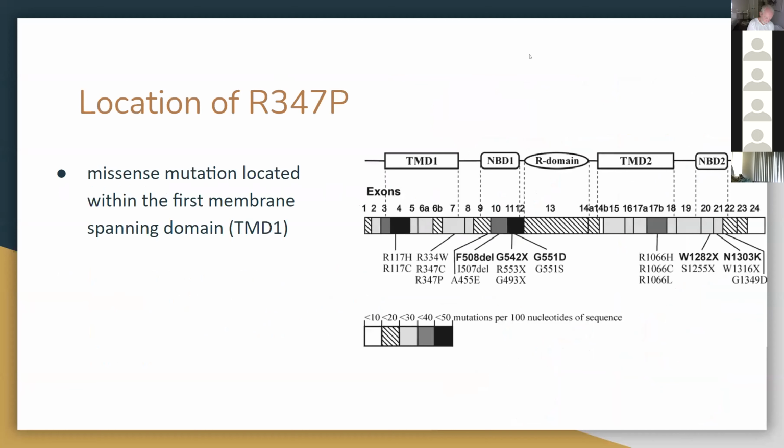So where's the R347P mutation located? It's on the long arm of chromosome 7, and this picture I added shows you the more specific place it is. So it's under the TMD1 section, and it's on the 7th exon, along with 2 other mutations. Thank you. I just had those 2 slides.